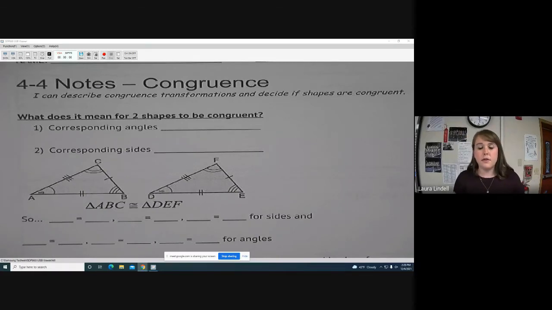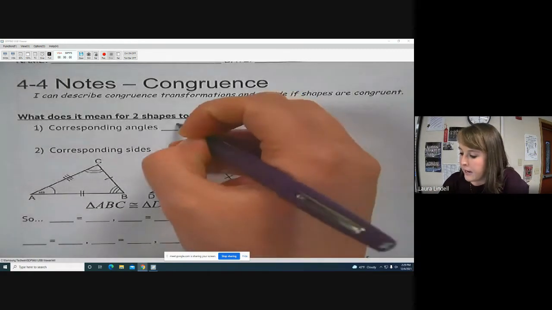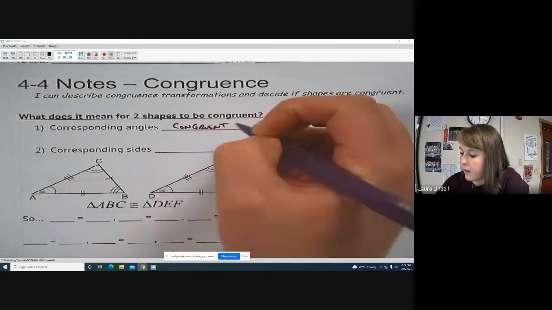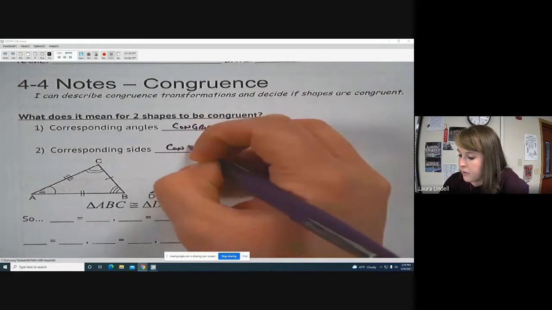All right, hey everyone. So today we're doing 4.4, which is all about congruence and using congruence transformations to show how you would map one shape onto another shape. So first off, what does it mean to be congruent for shapes? It means that the corresponding angles are congruent and corresponding sides are also congruent.